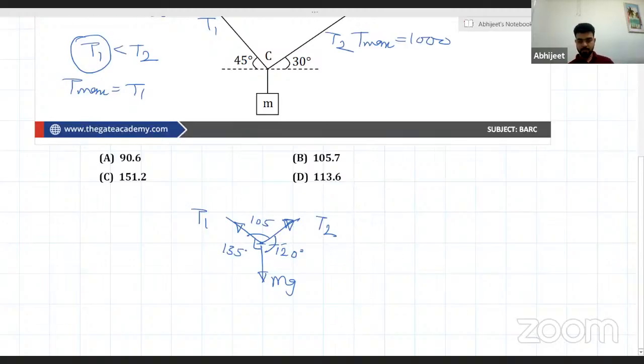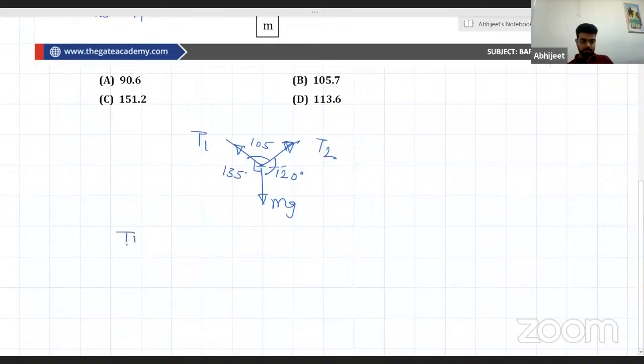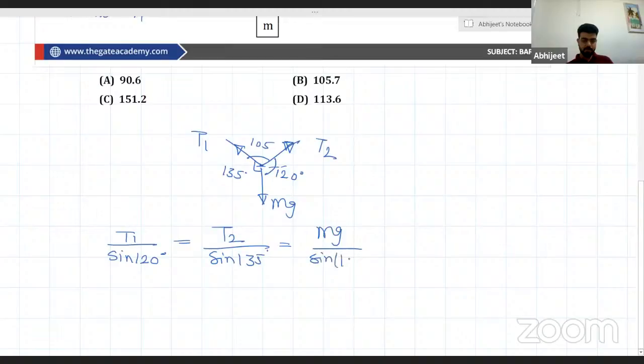So this is what we are having now. Now let us check what we can get. Applying Lami's theorem, whatever the force is, divided by the sine of the opposite angle. So T1 divided by sine 120 degree, T2 divided by sine 135 degree, and mg divided by sine 105 degree. Okay, that is what we are having.